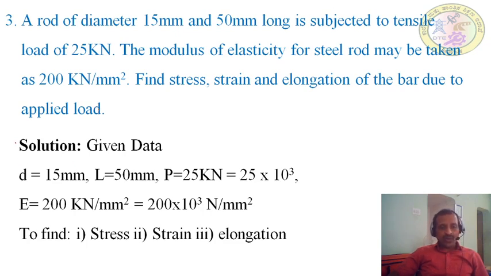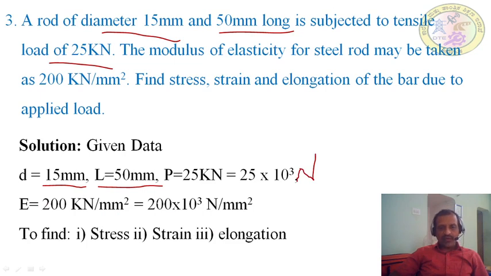So now in the third problem, the given data is: he has given the diameter 15 and length 50 mm. So d is equal to 15 mm, length L is 50 mm. The load P is also given as 25 kilonewton. So P is equal to 25 kilonewton, that is equal to 25 into 10 to the power of 3 Newton. So E is equal to 200 kilonewton per mm square.